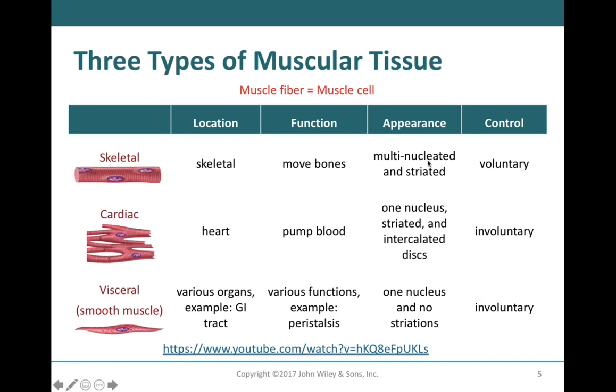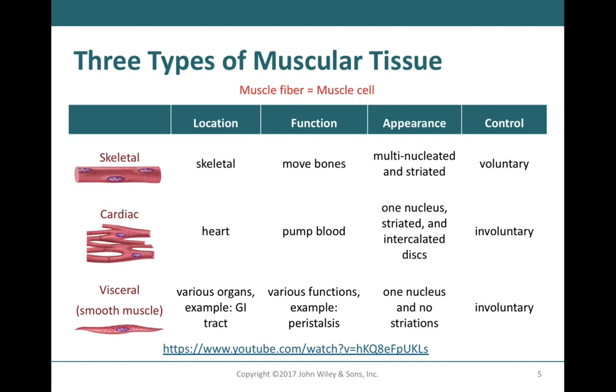Now, skeletal muscle is our only type of voluntary muscle. This is the only type of muscle that we get to consciously control. Cardiac muscle and smooth muscle are both involuntary types of muscle. We could not consciously contract those muscles even if we wanted to. And this is a good thing as well.